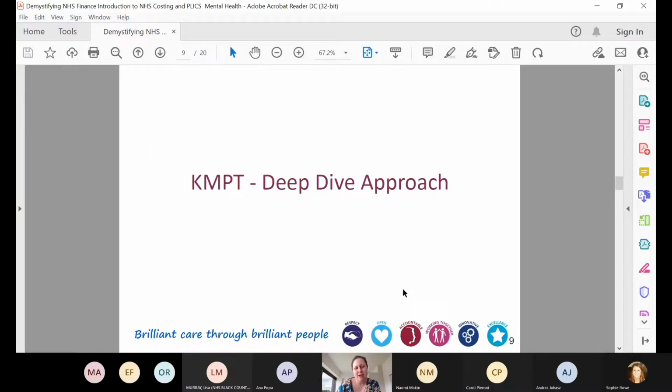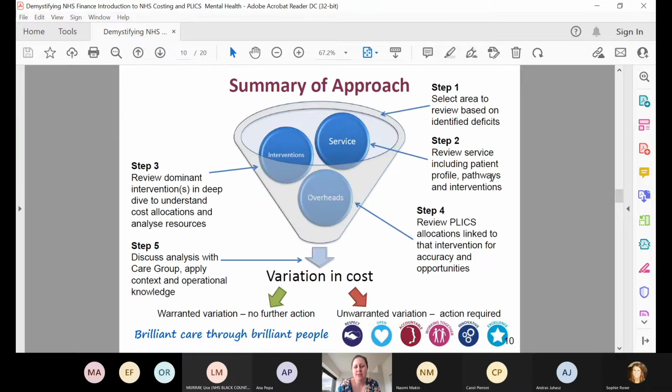So I'm going to talk a little bit about our approach now and just share with you some of the stuff that we've done at KMPT. So we came up with something called a deep dive approach that was really about taking costing information from historically being a very back office function and sharing it more widely and making it much more transparent to the organisation.